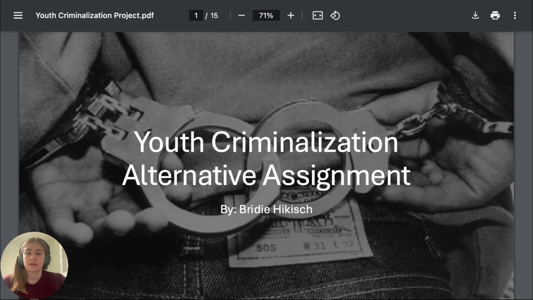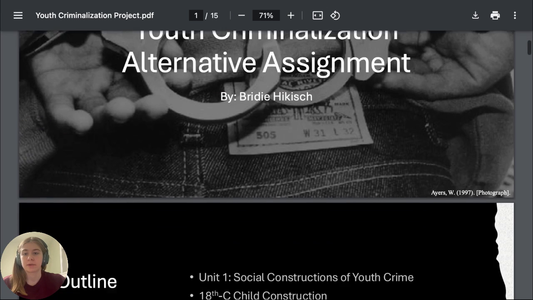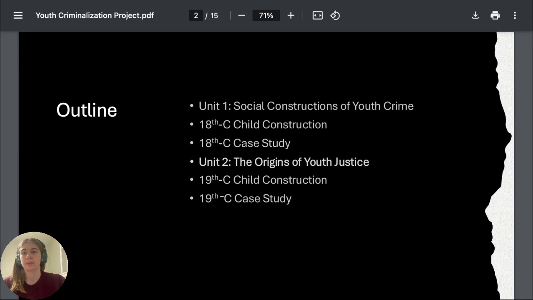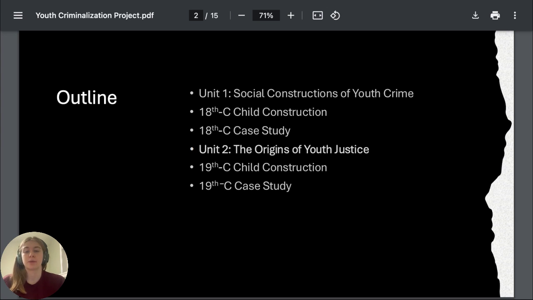Essentially, an overview of the assignment that I've structured into a PowerPoint is I will be going over the first two units in the textbook for the course, which is Youth Justice Critical Readings. And then within that, I've broken it down into the 18th and 19th century, where we will be looking at how the different ways people described children and categorized youth changed over time, as well as a case study to go with the time period.